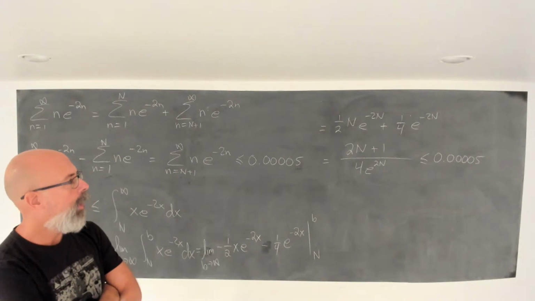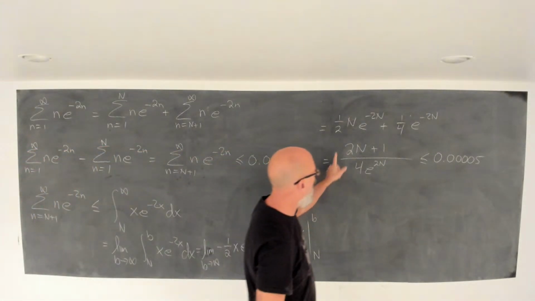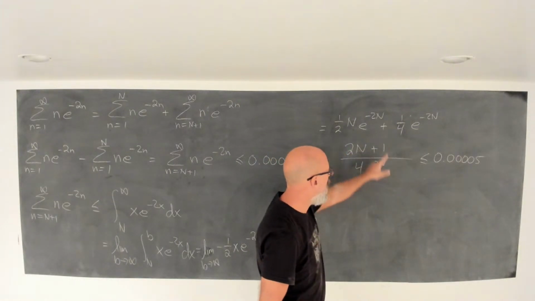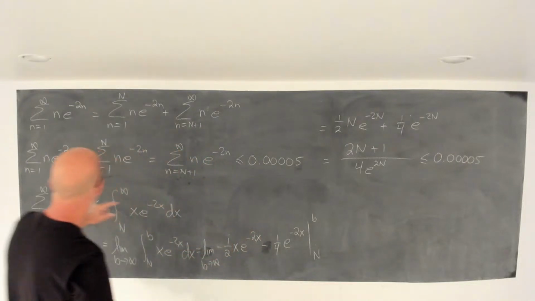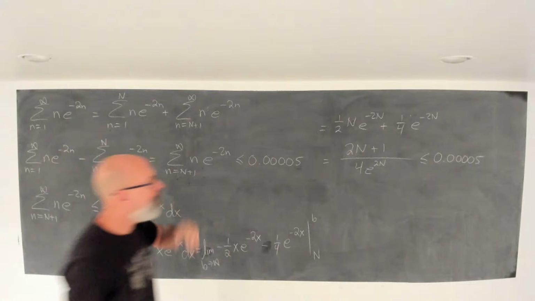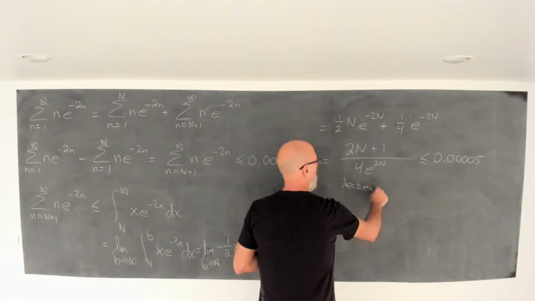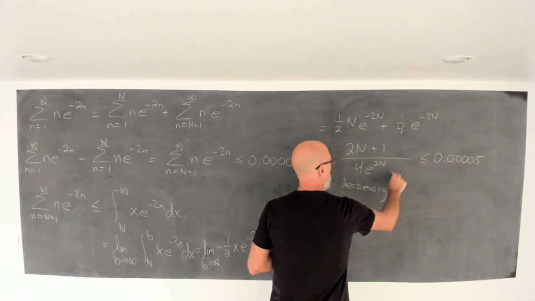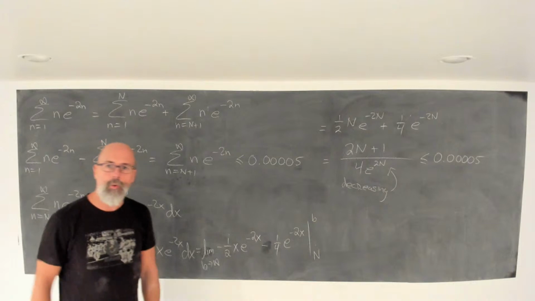Now, what I would like you to do is to verify that this is actually decreasing. I think it's pretty clear since it's essentially the same thing we had before. This is a decreasing function. You can take the derivative.